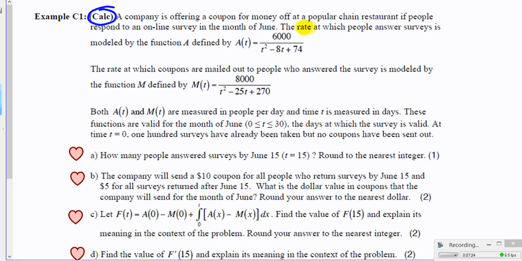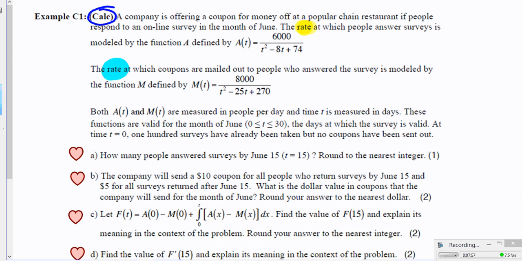So they're saying that A of T is the rate at which people answer surveys, but notice that it already is a rate. So think of that function the way you would think of some derivative function, even though it doesn't have a little prime in it. And they did the same thing here. The rate at which the coupons are mailed out to the people who answer the survey is given by function M of T. So we have two functions here that already are describing rates. And they say both A and M are measured in people per day, and T is measured in days.